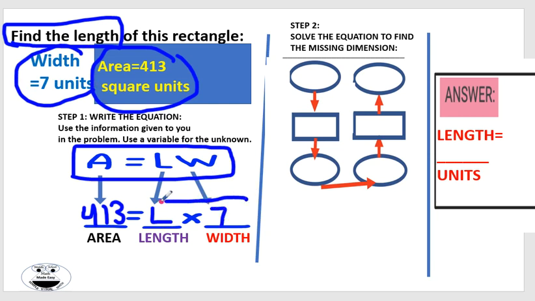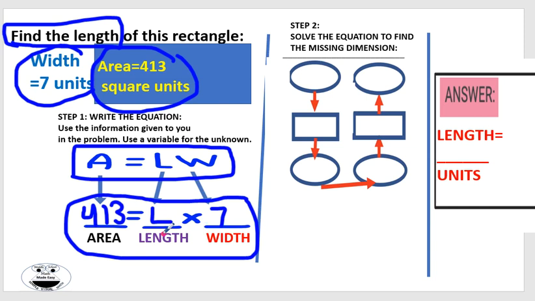So this is our new equation that we are going to use, and the reason it's an equation is because it says 413 equals L times 7. We don't know what L is. We have to solve for L, and then that will answer our question of what the length is. So either you know to work backwards and do the opposite operation, inverse, and you know what to do.